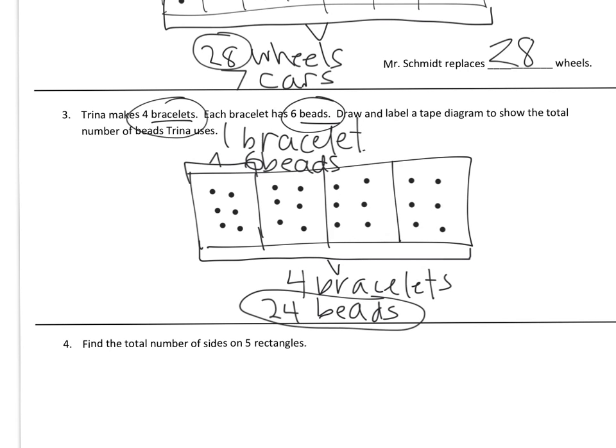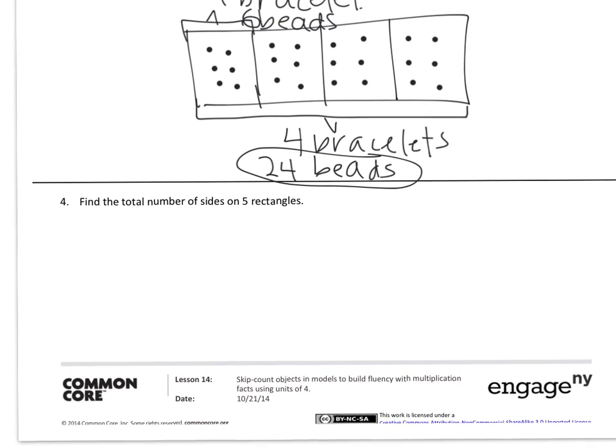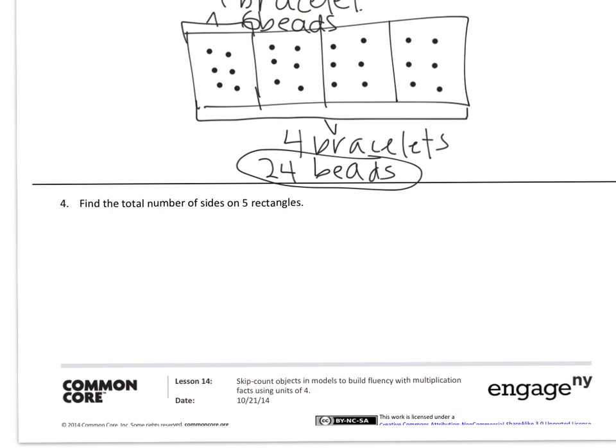All right. Last problem. Find the total number of sides on 5 rectangles. Now this problem doesn't tell me how I have to solve, so that's up to you. You can draw a picture, you can do a skip count, a number bond, an array, equal groups, or a tape diagram. You have a lot of options. I'm going to show you using a picture. Let's draw 5 rectangles.